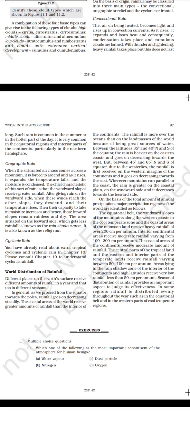Cyclonic rain. You have already read about extratropical cyclones and cyclonic rain in chapter 10. Please consult chapter 10 to understand cyclonic rainfall. World distribution of rainfall. Different places on the Earth's surface receive different amounts of rainfall in a year, and that too in different seasons. In general, as we proceed from the equator towards the poles, rainfall goes on decreasing steadily.